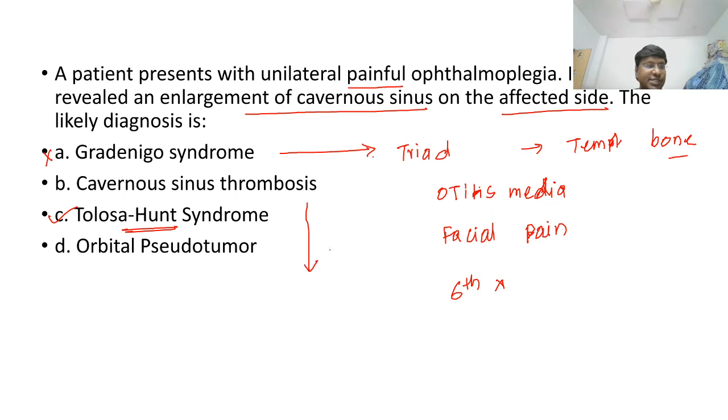Cavernous sinus thrombosis, what is the most common symptom in cavernous sinus thrombosis? Anyone want to answer this? Let me tell you, the most common symptom in cavernous sinus thrombosis is your headache. Right? And headache is not mentioned in your options at all. What is mentioned is just unilateral painful ophthalmoplegia, and imaging revealed enlargement of the cavernous sinus. Okay. Headache is not being mentioned.